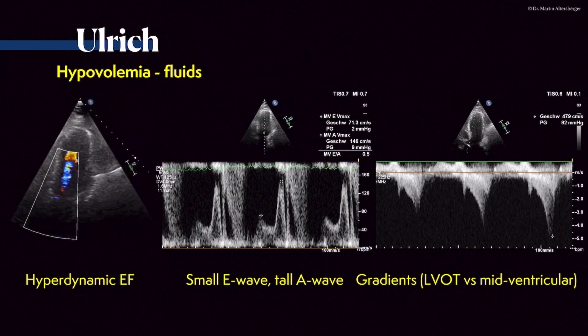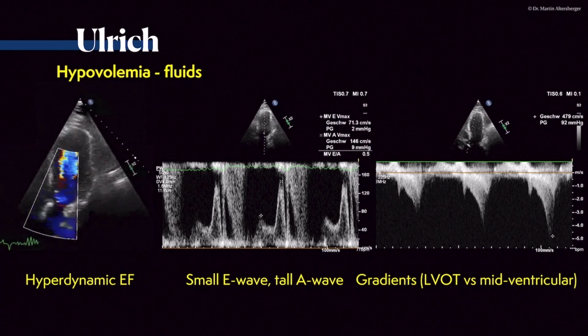What points towards the hypovolemia of this patient is also the blood flow. It's everywhere showing turbulent flow, and the ventricular walls are thickened, but still you can see that the entire ventricle is almost obliterated. So really there is little volume present in the ventricle. It shows a hyperdynamic ejection fraction, pointing, with this small E and this tall A wave, towards hypovolemia.